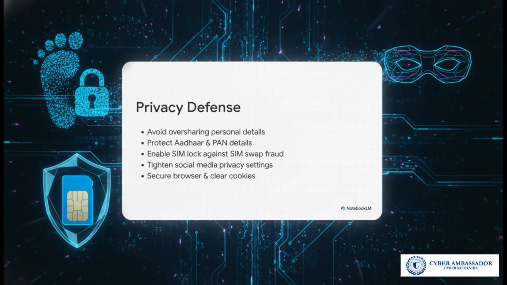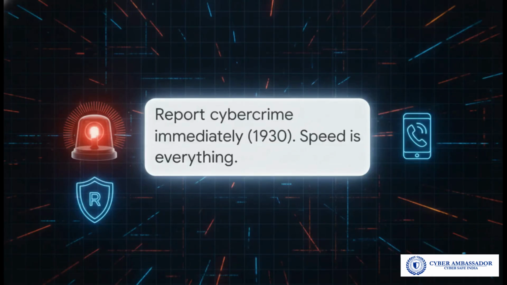Actually, you should go into your phone settings right now and enable a SIM lock to prevent SIM swap fraud. It's a highly destructive tactic. And definitely tighten up your social media privacy settings, secure your browser, and routinely clear those cookies. Now, even with the perfect CCMP and all the frontline vigilance in the world, breaches can still happen. If your perimeter is breached and you become a victim of a cybercrime, your immediate, absolute priority is to report the incident. Dial 1930 immediately to alert authorities and begin the process of neutralizing the threat. In containment, speed is literally everything.